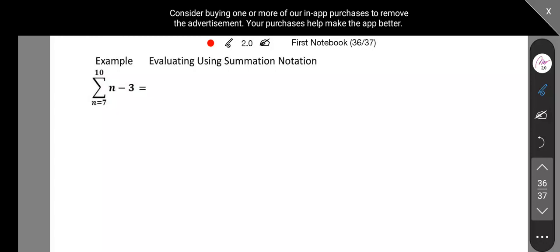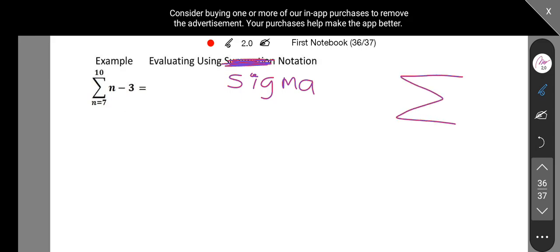In this lesson, I'll be introducing you to the idea of sigma notation. Okay, so this simply means sigma. You must know it as sigma notation. So the symbol which they use is this one. This stands for the sum. Okay, this means the sum.